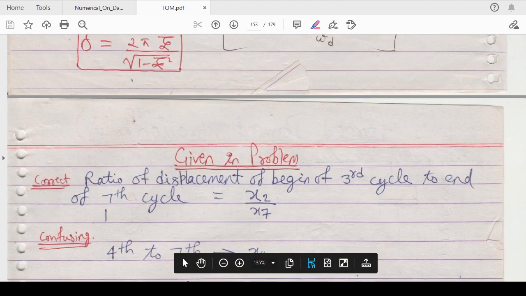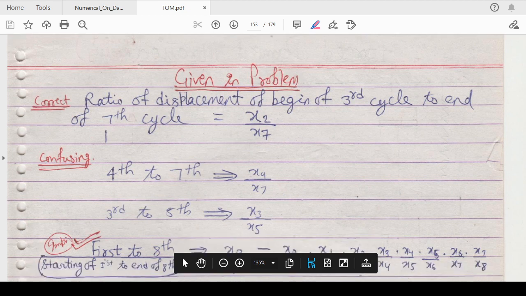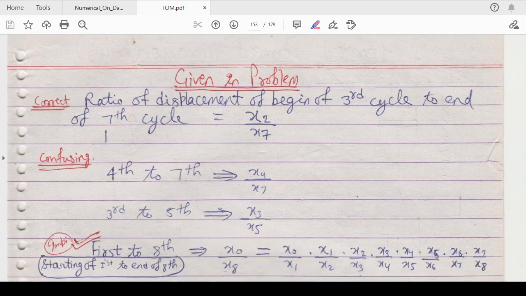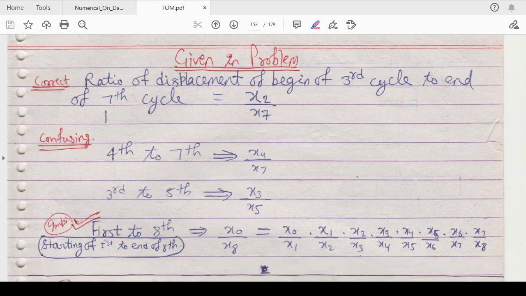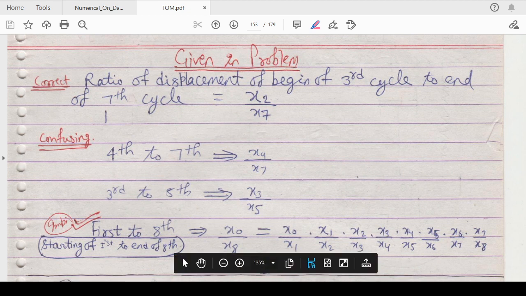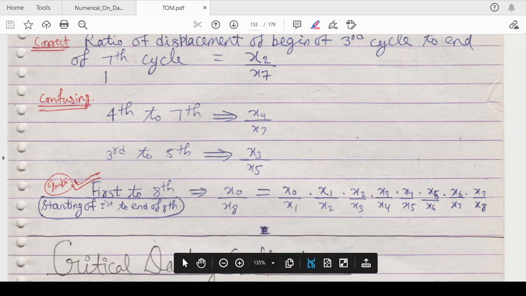Let's go to a few tricks or techniques with which you can solve problems related to logarithmic decrement. The ratio of displacement from the beginning of the third cycle to the end of the seventh cycle is x2 by x1. The confusion here is: 4 to 7 is x4 by x7, third to fifth is x3 by x5. But the important one: if it is asked first to 8th, it means x naught to x8.